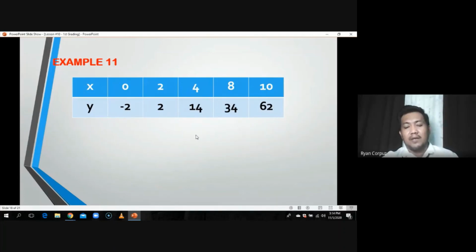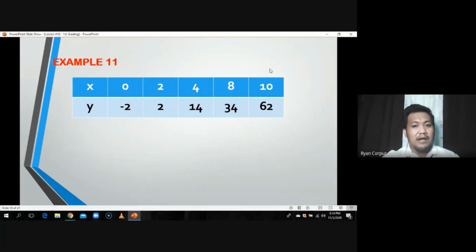28 minus 20, that would be 8. 20 minus 12, that will also be 8. Then 12 minus 4, that is also 8. So their second difference is 8. Then look at the first difference of the x values. So upon looking at it, 10 minus 8, that would be 2. Then 8 minus 4 is equal to 4.